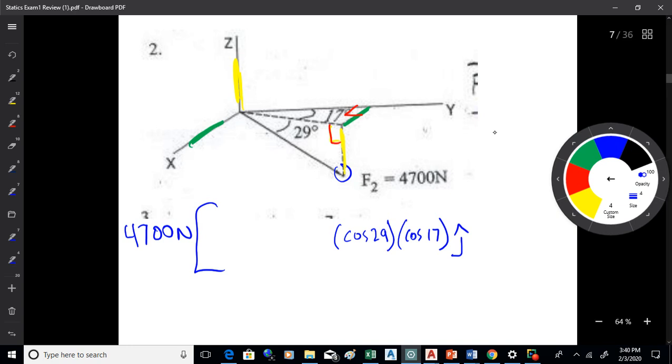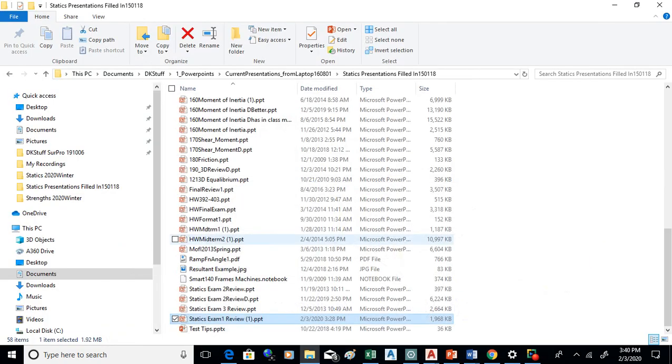Now the I component there, you're going to have what? Cosine 29 to get up to the xy plane. And now you've got to get onto the x-axis. Well, you're going to have to come around that way to get to the x-axis, right? So 90 is the difference between the x and y axes. 90 minus 17 is 73.